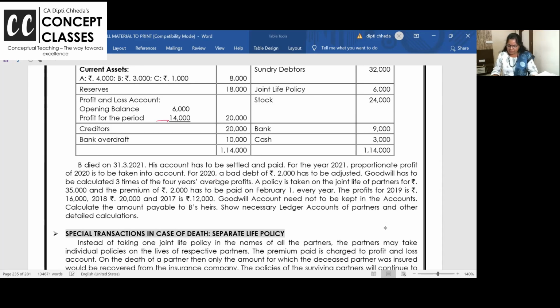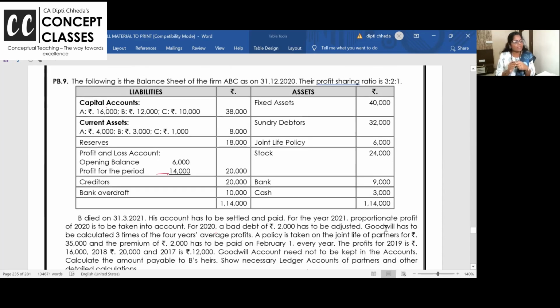Goodwill need not be kept in books. Calculate goodwill 3 times of the average of the 4 years and calculate amount payable to B. Show necessary ledger account of partners and other detailed calculations. Just current account and capital account we will prepare for all the partners.